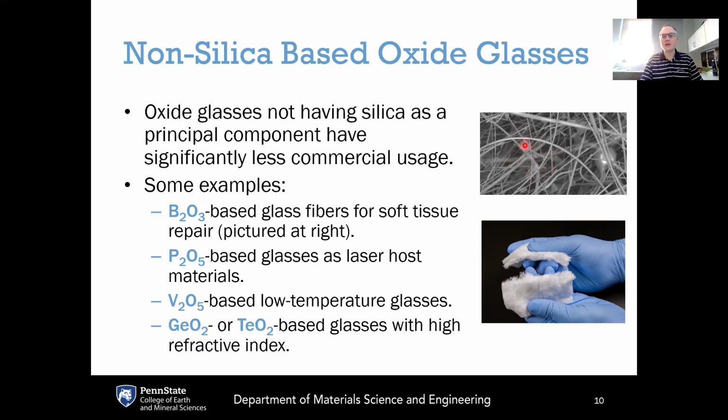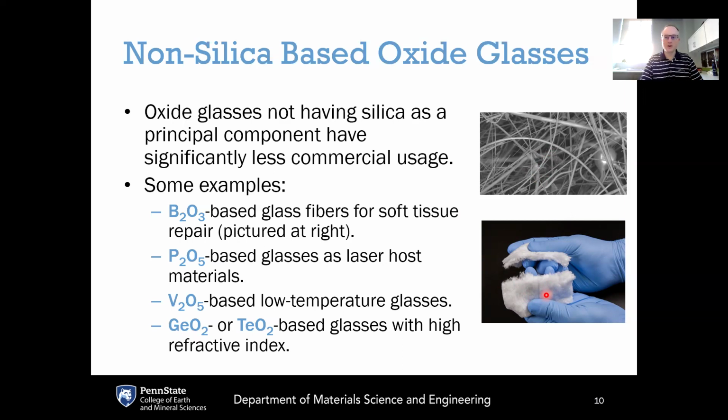This shows a close-up image of borate glass fibers that, if you zoom in, looks like this. If you zoom out, it looks kind of like cotton candy. And these have been developed to help treat diabetic patients that have open soft tissue wounds. When these fibers are packed into the wounds, they help to stimulate the body's natural healing process while keeping an antimicrobial environment.